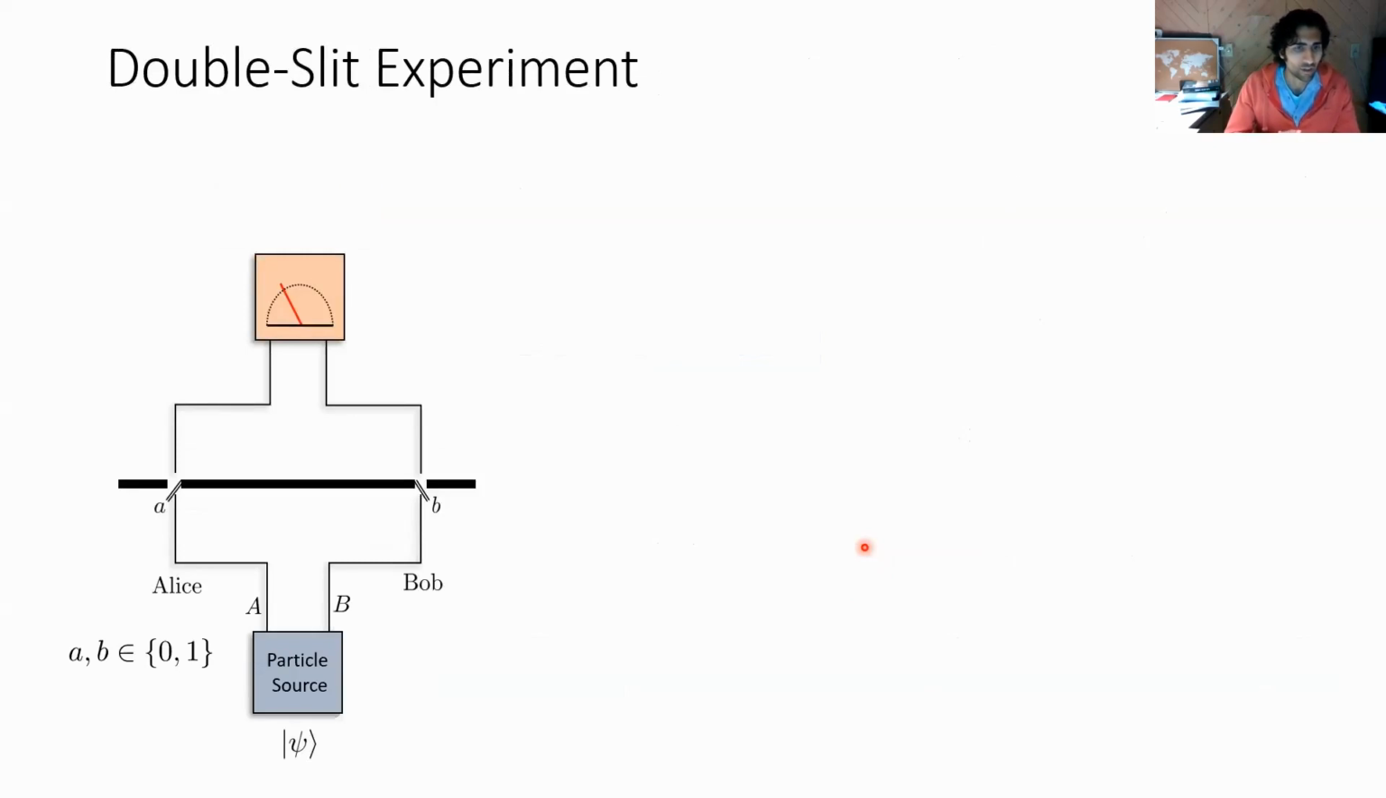And a third iteration of this, maybe more familiar to those coming from a physics background, is just the double-slit experiment. And so here you just think about Alice and Bob controlling the slits. So they either open or close the path. And again, we can ask what the measurement statistics are in this.